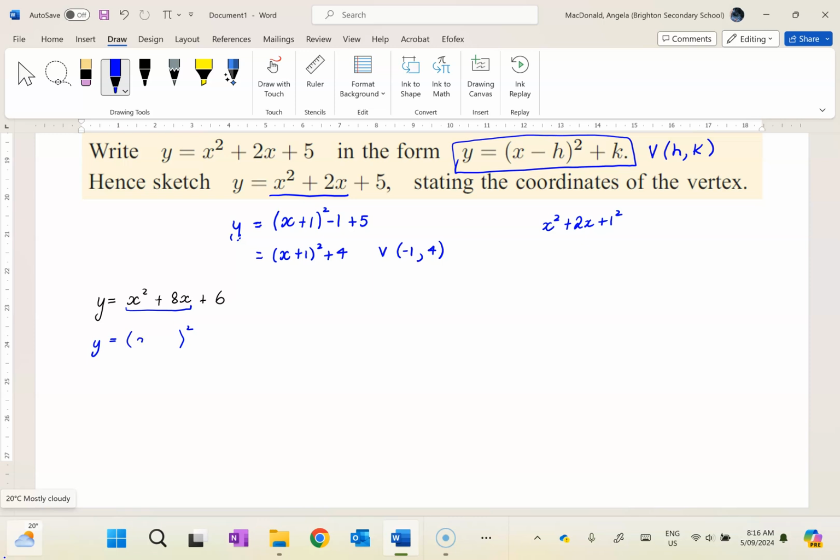We look at the 8, we're going to halve that, so x plus 4. And remember, when we now expand a perfect square, we'll get the x squared, we'll get the plus 8x, but we're also adding in 4 squared. So we have to take off 4 squared, otherwise known as 16. So we simplify this: x plus 4 squared, we've got minus 16 plus 6.